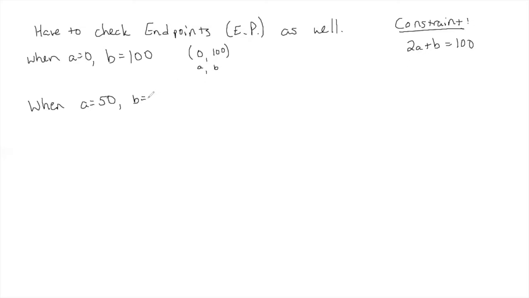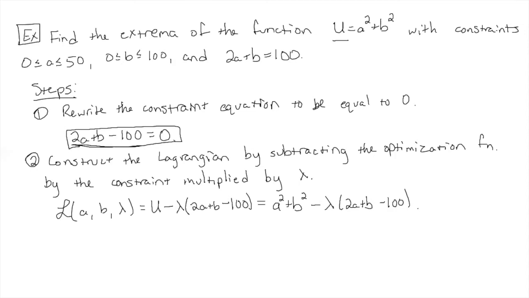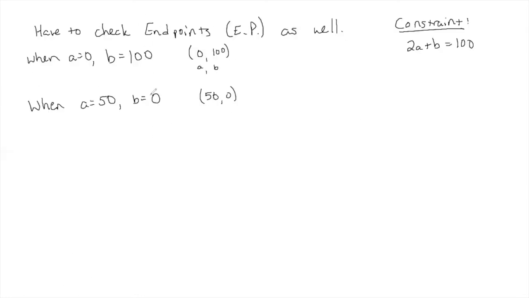Then b is equal to 0. So this corresponds to the point (50, 0). Okay, and then I guess we could check, because remember our range for b was 0 to 100, when b equals 0 and when b equals 100. But you'll notice that we've already accounted for those, right? When b is equal to 0, a is equal to 50, and when b is equal to 100, a is equal to 0. So there's sort of a symmetry here, right? When a is at its extreme, b is at its extreme. When a is at its extreme, so is b, right?